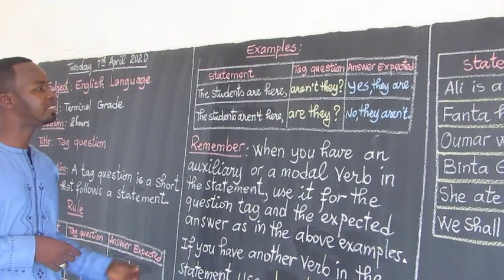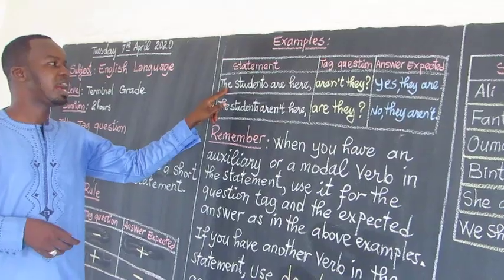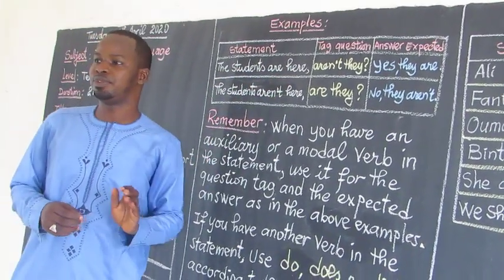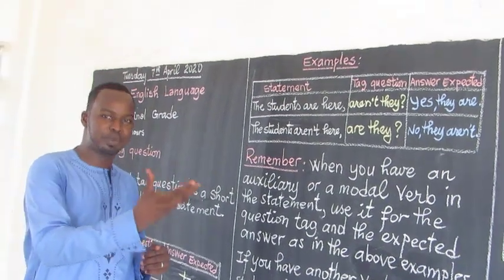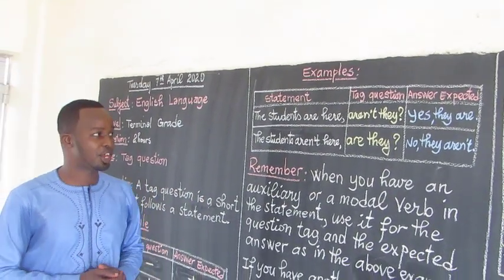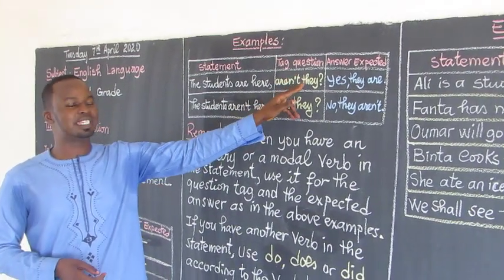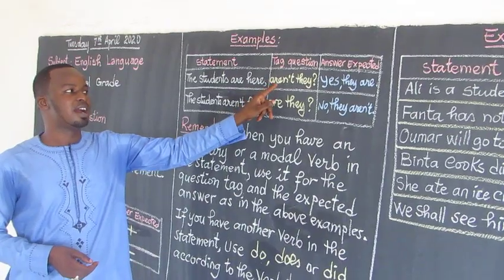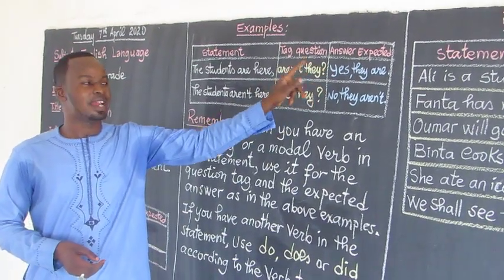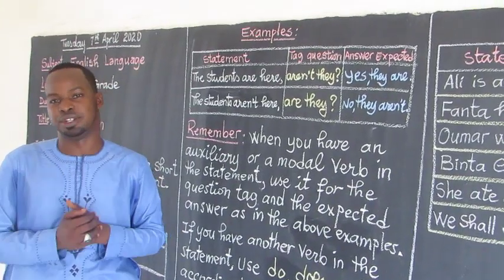In the first case, the positive statement, we have: the students are here. The students are here is a positive or an affirmative statement. So, for the question tag, we have to give a negative tag question. And the negative tag question is, aren't they? Aren't they? is a very, very short question.